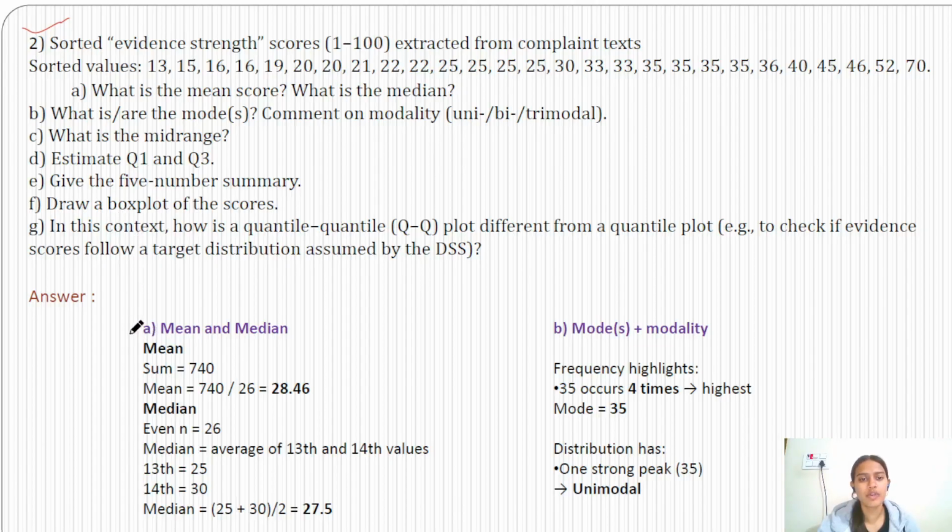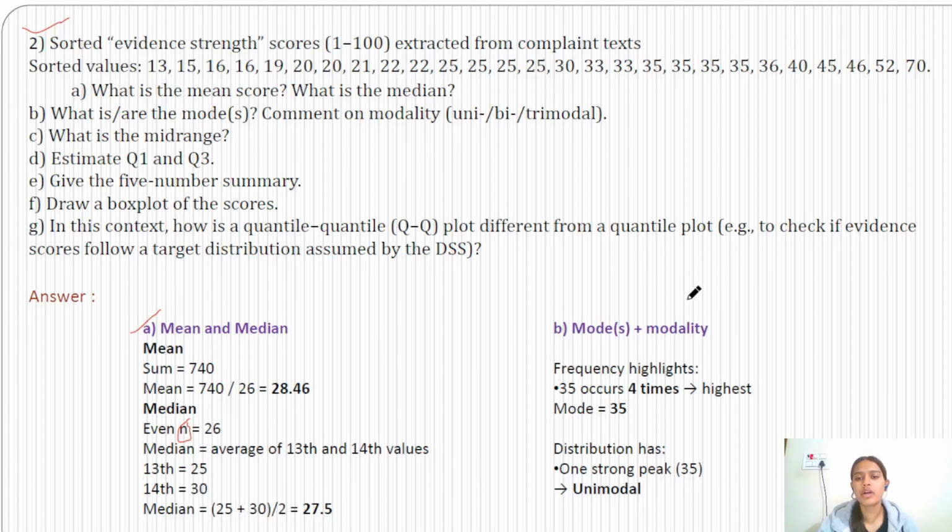Answers. For A, which is mean and median: mean we get by summing all these numbers. We get 740, and we divide it by 26, the total number of data elements we have. So the answer will be 28.46. For the median, since our n is even, which is 26, we take the average of the 13th and 14th values. The 13th value is 25, the 14th is 30, so the median will be 27.5.